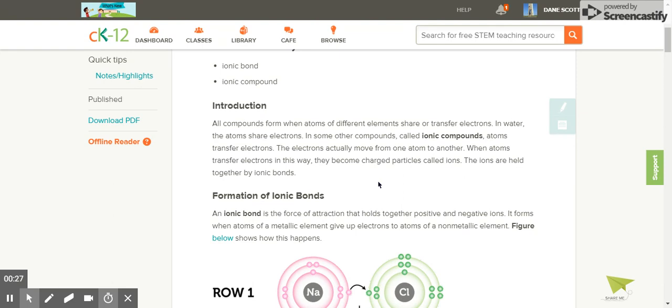Introduction. All compounds form when atoms of different elements share or transfer electrons. In water, the atoms share electrons. In some other compounds, called ionic compounds, atoms transfer electrons. The electrons actually move from one atom to another. When atoms transfer electrons in this way, they become charged particles called ions. The ions are held together by ionic bonds.